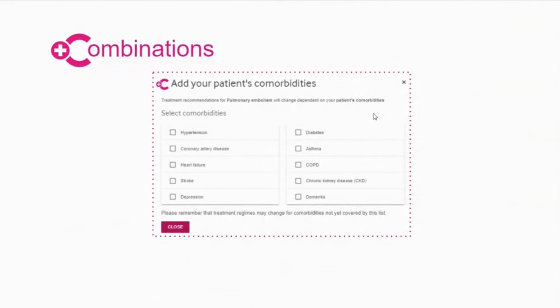So the idea is that you have a patient with, say, pneumonia, an acute condition, and you can add one or more of these chronic comorbidities to that acute condition.